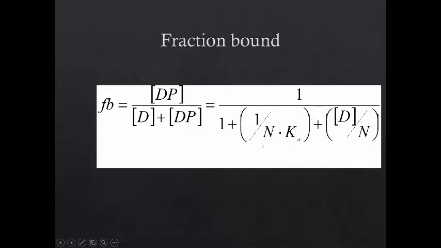So our fraction bound can be determined by our capacity and our affinity. So N, the capacity of the system, and the affinity of the drug for that protein, or N is the capacity or the number of proteins, and Ka is the affinity, and then our free drug concentration that's available.